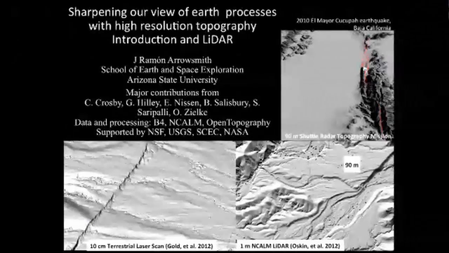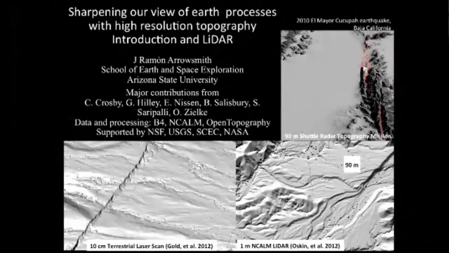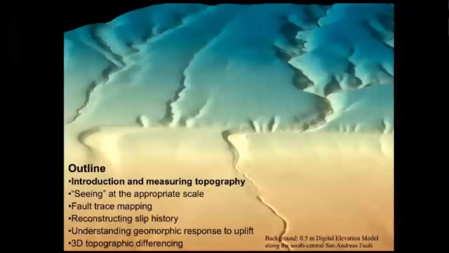And then you can zoom in even closer. So this is a 10 centimeter per pixel terrestrial laser scan from Peter Gold, going down to sort of the actual fault scarp scale and secondary fractures, and a little bit on measuring topography. And then we really emphasize the issue of scale.